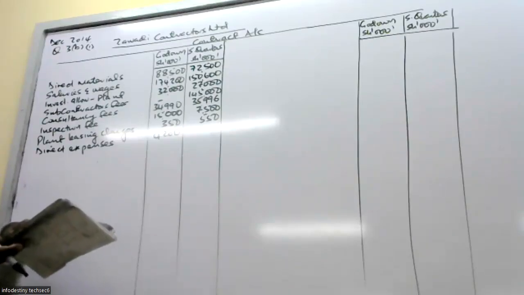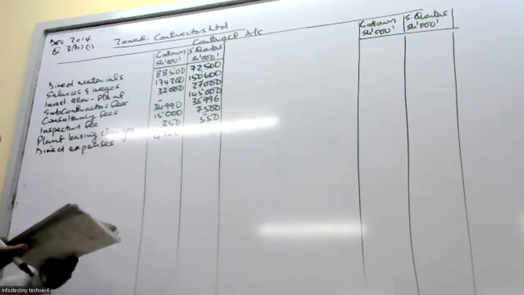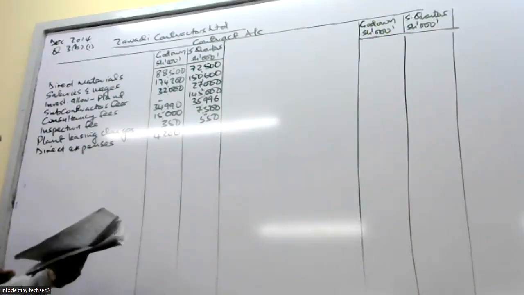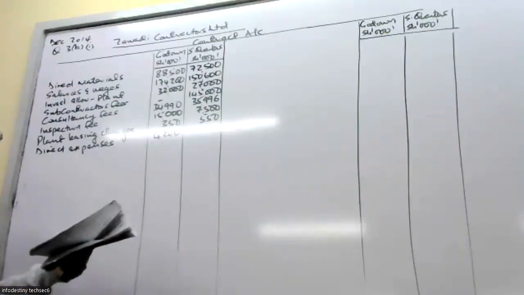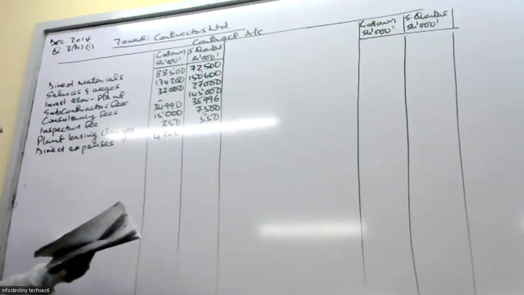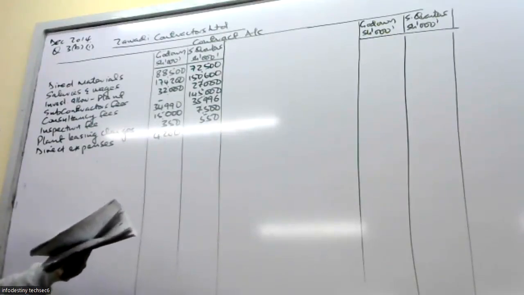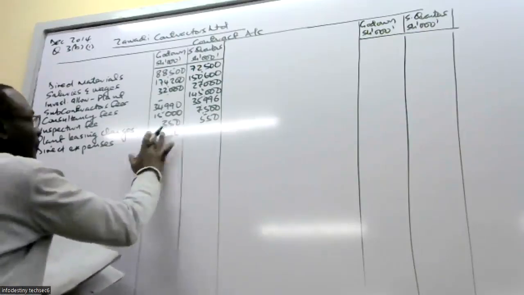So 2,000 near go down. Now 500 near, I missed the first one. So it means we will take direct expenses, they are 4,000, we subtract 300, then you add 2,000. So that's 5,700.